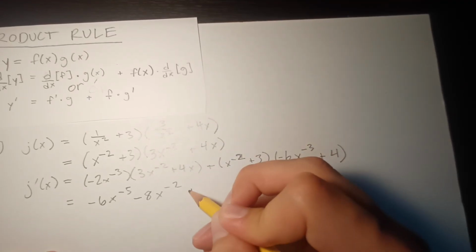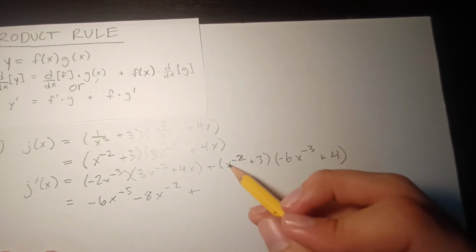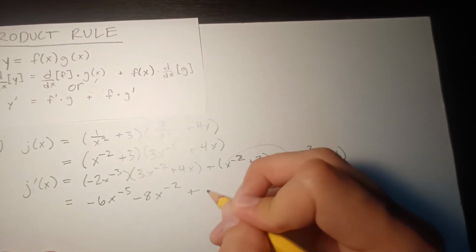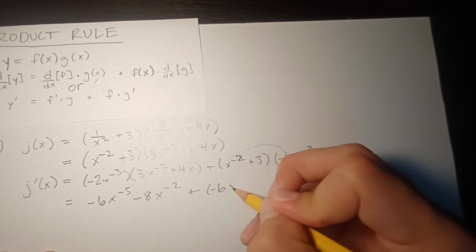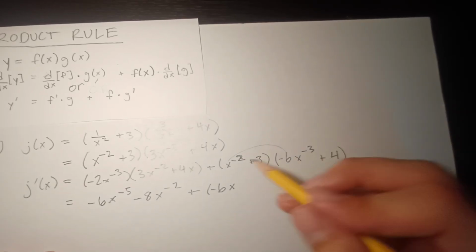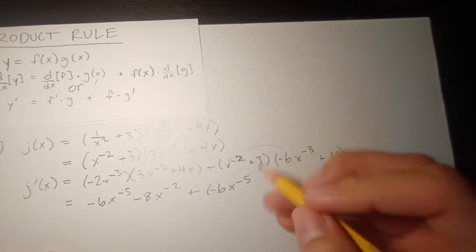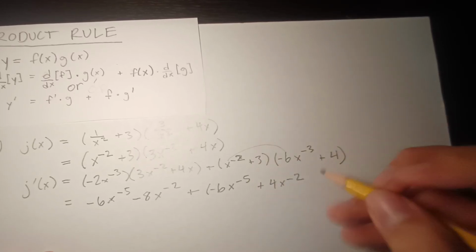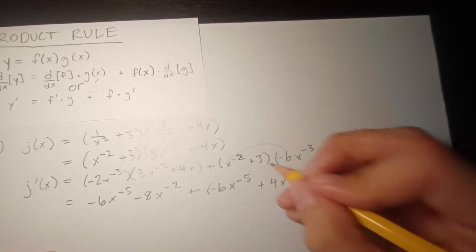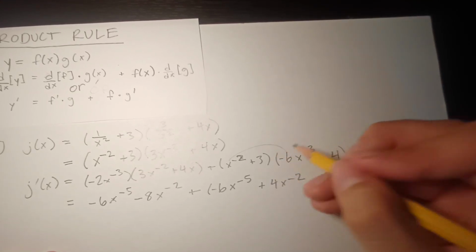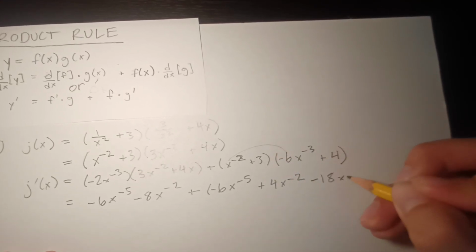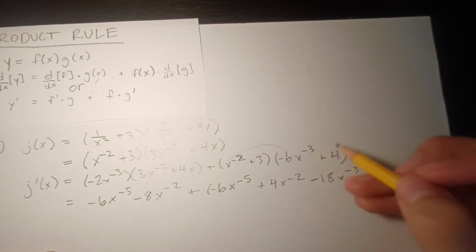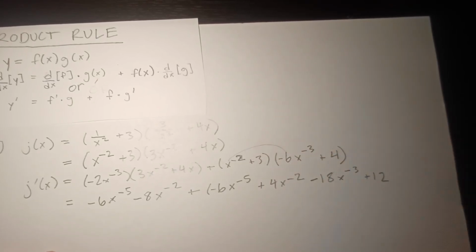Okay. Now we have this next part. We're going to distribute this here. So we're going to do negative 6x, and again, add these exponents. So that becomes negative 5. Distribute again. So we've got plus 4x to the negative 2. And then here we've got negative 18x to the negative third. And then finally, 3 times 4 is 12. Okay.